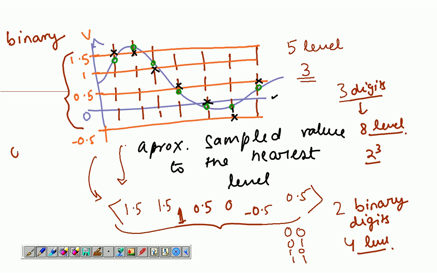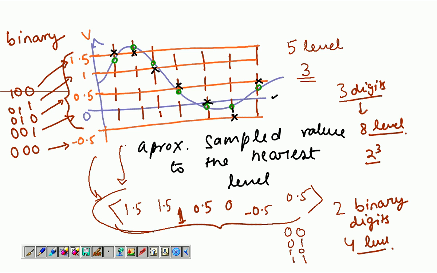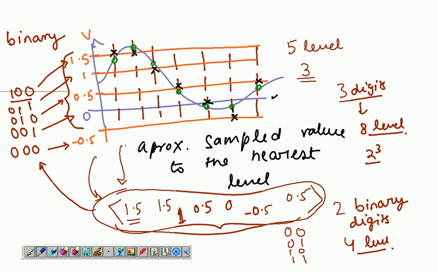And in this case, we're going to use 3 digits. So it's going to be, okay, and we just need 5 of them. So this corresponds to negative 0.5, this corresponds to 0, and so on. And now we need to translate this whole thing based upon the binary digits that it corresponds to. So we get, for 1.5 it's 100. For 1.5 again it's 100. For 1 it's 011. So we can just write this down.